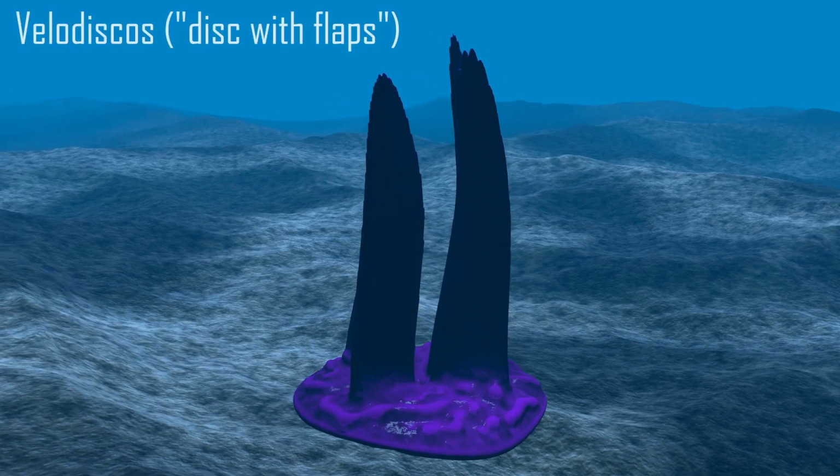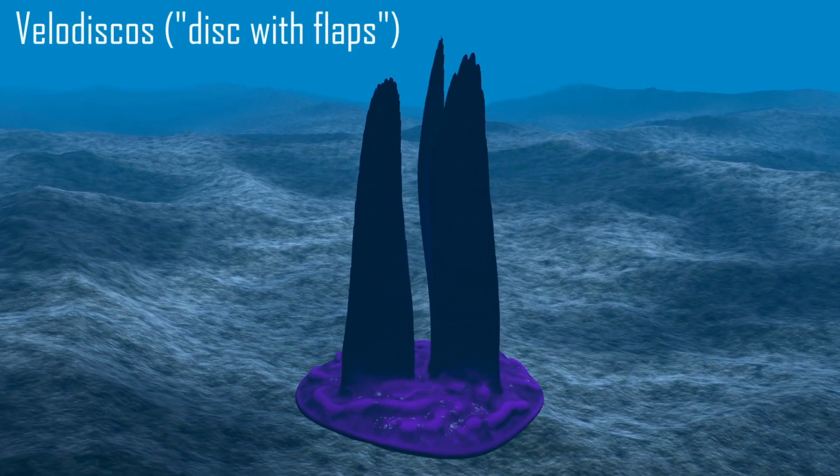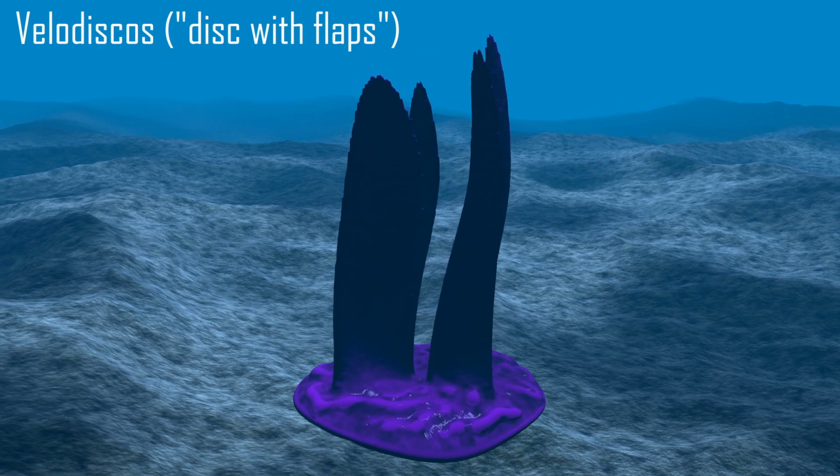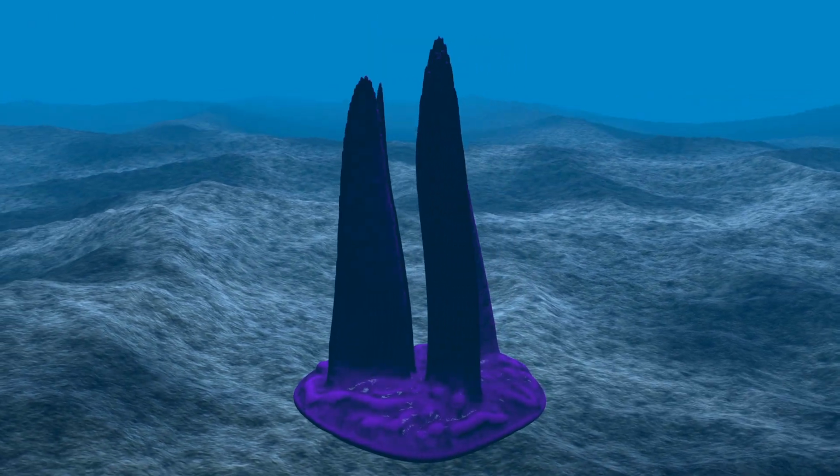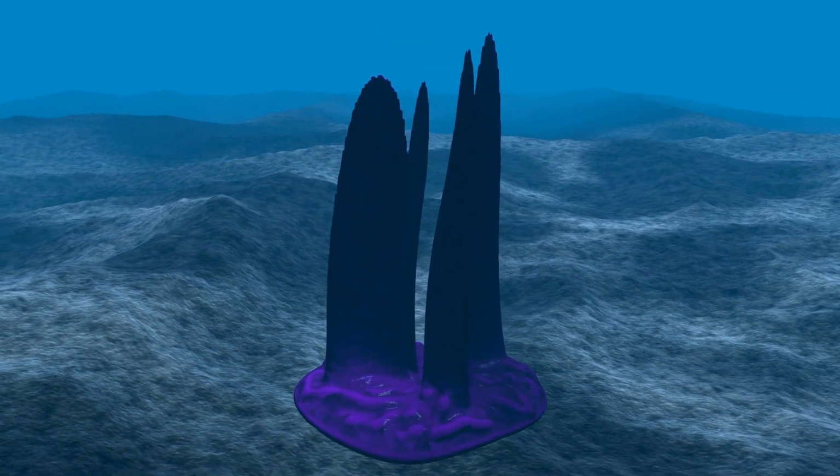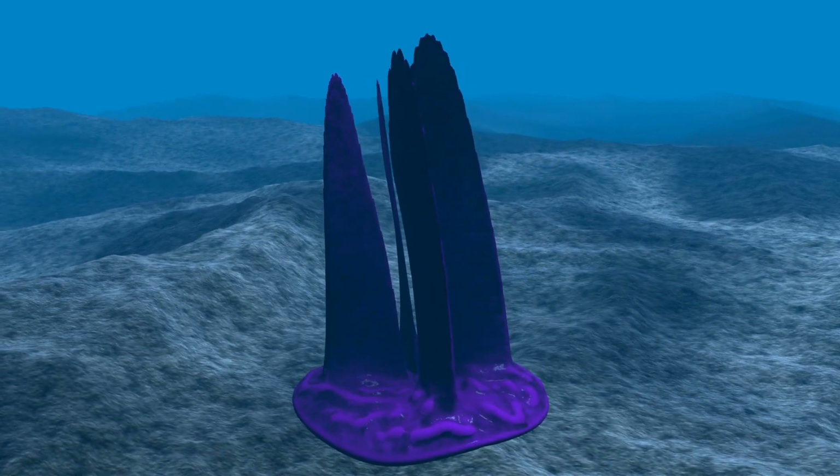Over time, these folds grow into flaps. These creatures are called Velodiscos, from the Greek velo, veil, because their flaps sway in the gentle currents like cloth. Let's go back a bit.